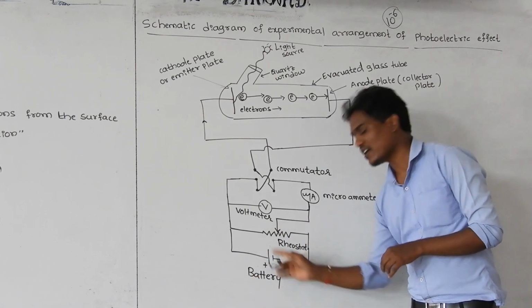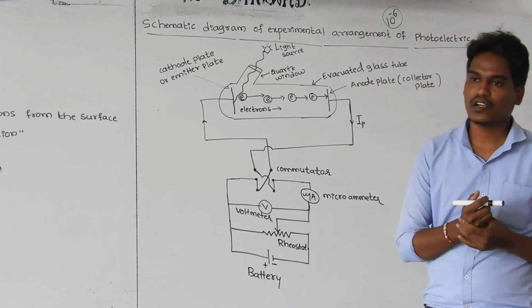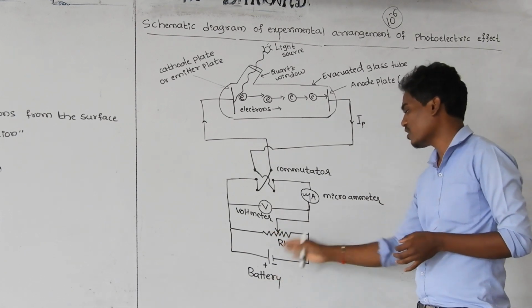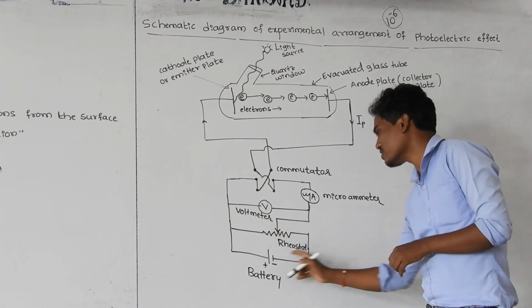As you know very well, a battery is an electrical instrument used for the supply of current, and in order to control the current, we are going to use this rheostat. This part is a rheostat.